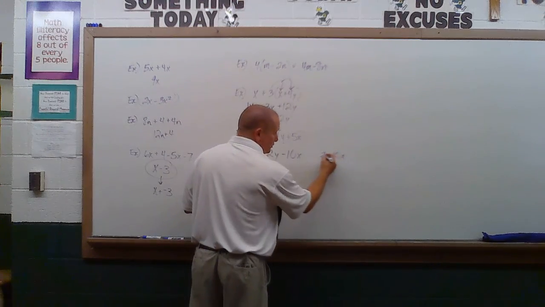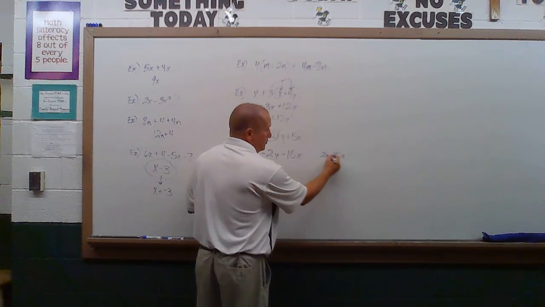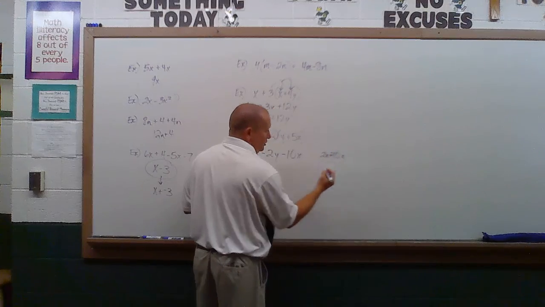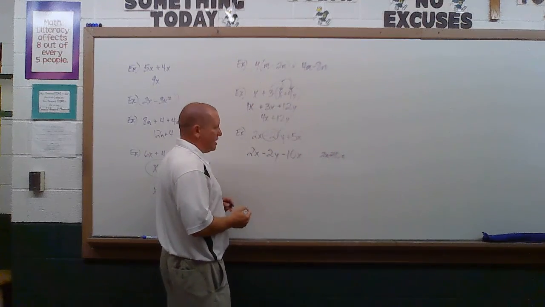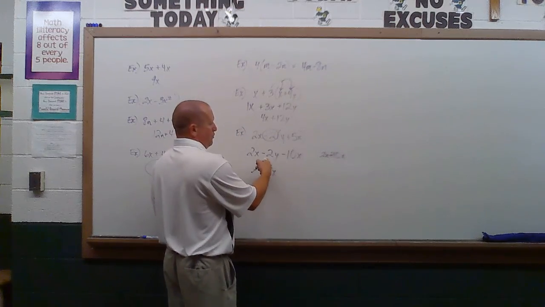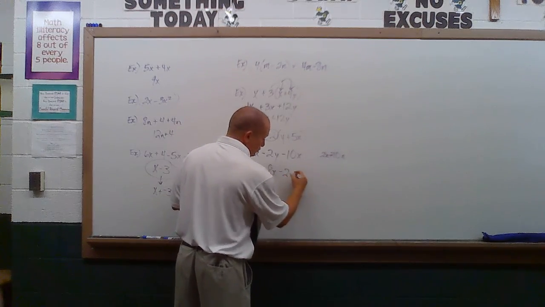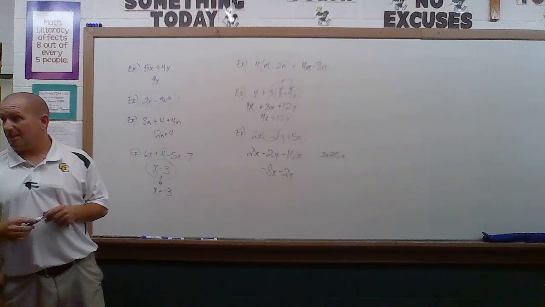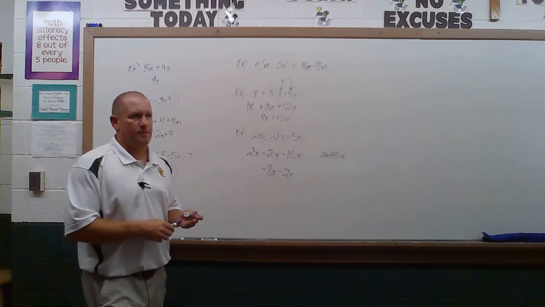And then we're back to keep, change. But if you're starting to get used to it, you don't even have to do keep, change. So you got negative 8x, minus 2y. And that would be the answer. Okay?